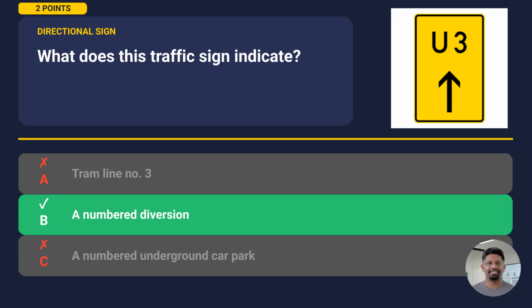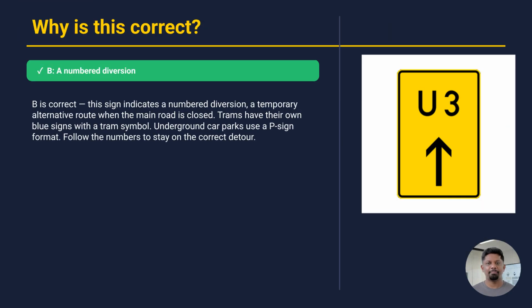Let's understand why. B is correct. This sign indicates a numbered diversion, a temporary alternative route when the main road is closed. Trams have their own blue signs with the tram symbol. Underground car parks use a P sign format. Follow the numbers to stay on the correct detour. Alright, let's move on to the next question.